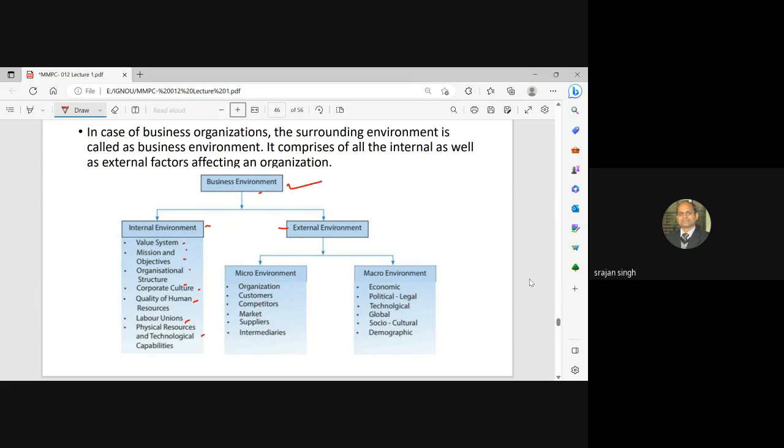In external environment, there are two, micro and macro. In micro: organization, customers, competitors, market, suppliers, and intermediaries. Whereas in macro: economic environment, political, legal environment, technological, global, social, cultural, or demographic environment. So these are the macro external environment.